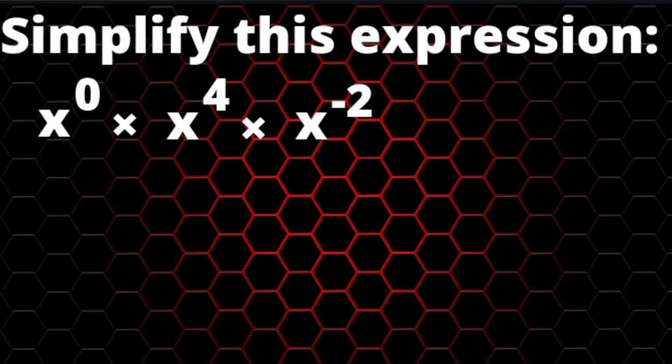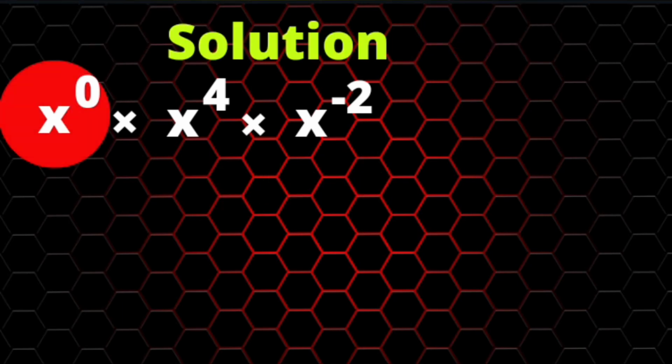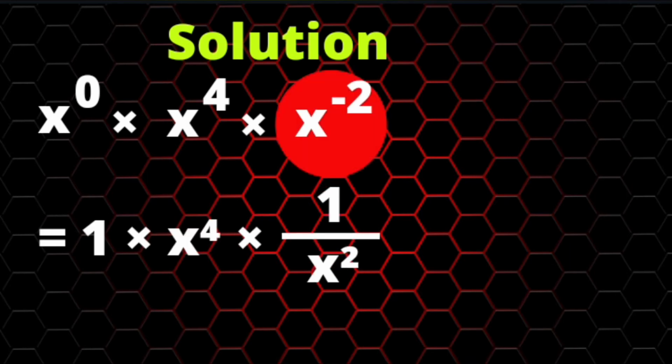Simplify this expression. X raised to power 0 times x raised to power 4 times x raised to power minus 2. We have a combination of the zero power law and the negative power law here. Now remember that anything raised to power 0 is 1. So x raised to power 0 is equal to 1. And then we have times x raised to power 4. I told you that when you have the negative power, you replace the negative power with 1 all over and then you put what is left off as the denominator. So x raised to power minus 2 will be 1 all over x raised to power 2.